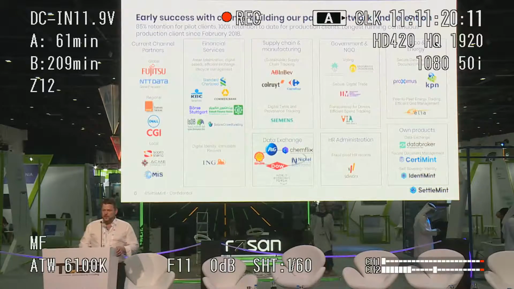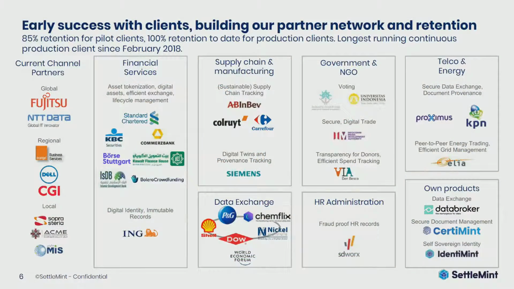Some of the clients that are working with our technology already today tend to be enterprise. So we're working in the financial services sector quite a lot. Also in the supply chain use cases with track and trace solutions. More recently, sustainable supply chain type use cases as well with companies like AB InBev, largest brewer in the world. Colruyt is a supermarket in Belgium. Carrefour is, well, Carrefour is Carrefour.